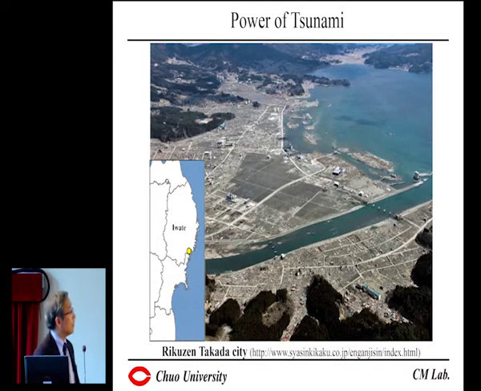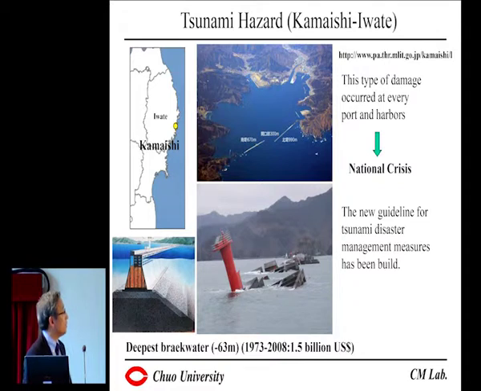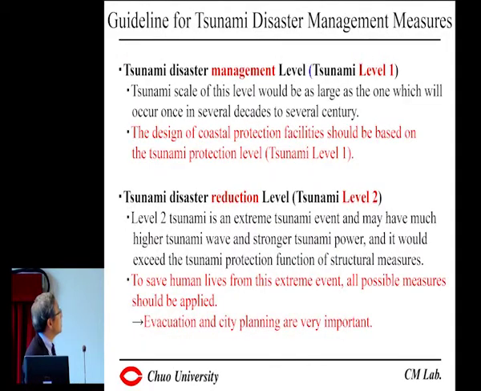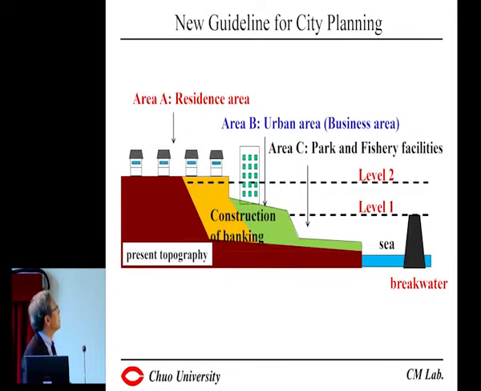Japan's government made a new guideline for tsunami disaster management measures. The tsunami levels are classified into two levels. The tsunami disaster management level, which is referred to as tsunami level one, and the tsunami disaster reduction level, which is referred to as level two. The tsunami scale of level one is one which will occur once in several decades to several centuries. And the design of coastal protection facilities should be based on this level.